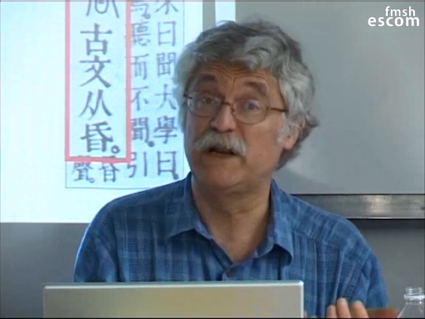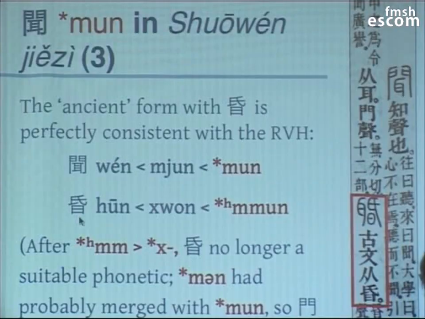On the other hand, there would have been a problem with hun, because after m has changed to h, you've got hun used as phonetic to write one, and you can't see the connection anymore. That is, they no longer both begin with a labial. And so they had reasons both to adopt mun and to discard hun as phonetic in these characters.